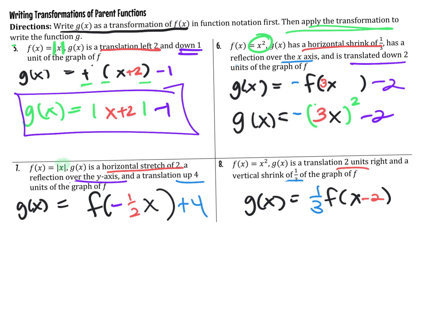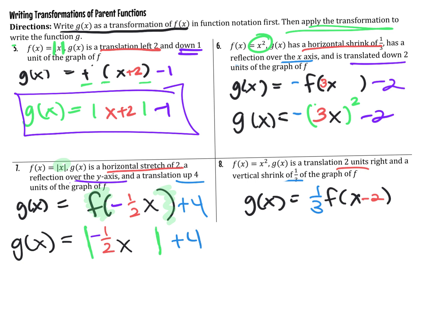All right, so on number 7, our function is absolute value. So I'm going to take this f parentheses. That whole thing is going to become absolute value. So g of x is equal to the absolute value of negative 1/2 x. And then outside that absolute value is still plus 4.